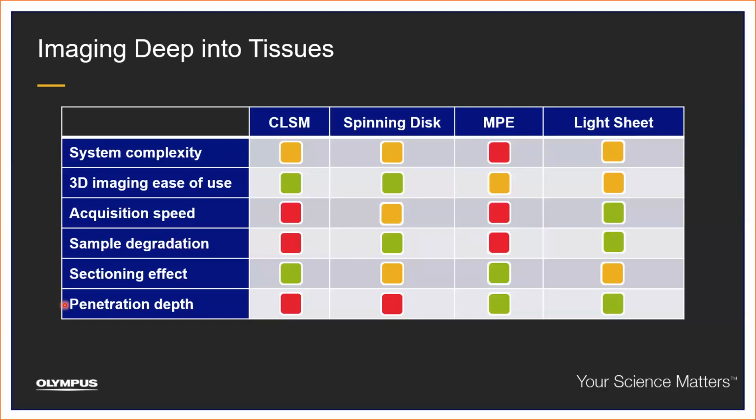I would like to point out that this chart is based on a generalization of technology, and what imaging technology you need to use will be dictated by not only your sample type, but also the experiment that you want to do. So let's look at some of these sample and experiment types in detail.